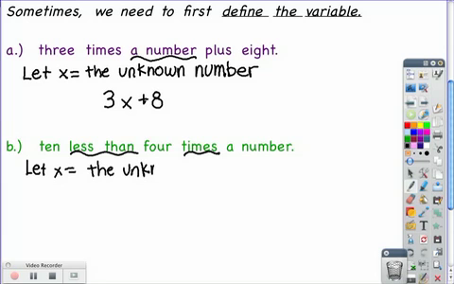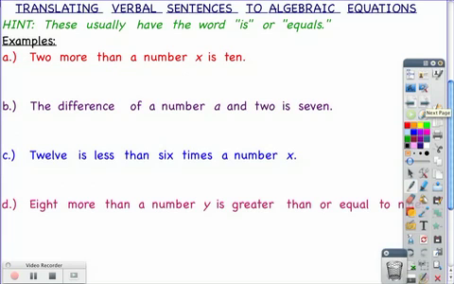Translating verbal sentences to algebraic equations. Hint, these usually have the word is or equals. For example, part A, 2 more than a number x is 10. So I have more than, which is addition with the change in order, and is, which stands for equals. So x was defined for me in the question, so I've got x plus 2 equals 10.